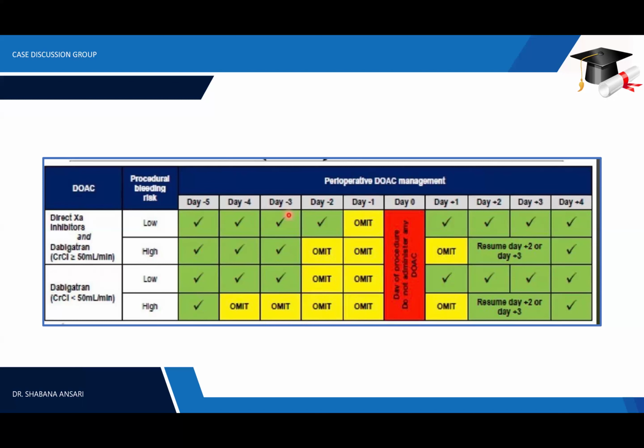And the next column also, but here our creatinine clearance was less, so we will follow the less than 50 column, for dabigatran less than 50. Surgery is high risk, so we will follow the higher column. And here we will stop it 4 days prior to surgery. We will omit it pre-operatively, 4 days prior to surgery.